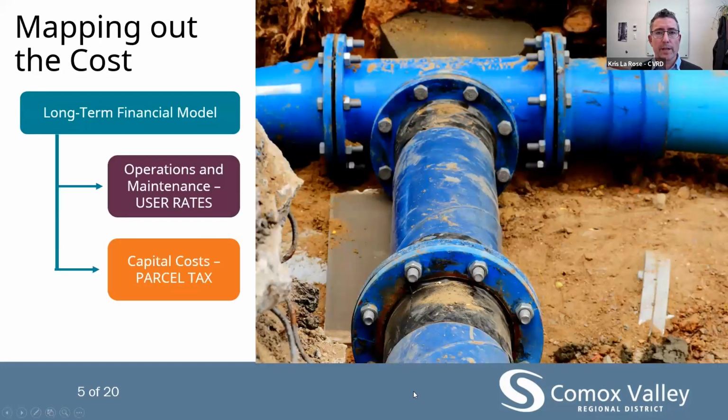With our understanding of the asset management plans, we were able to complete long-term financial models. And these include two key components: the operations and maintenance of our infrastructure, and these costs are covered by user rates. And then the second piece is the capital costs of any infrastructure replacement. And these are the larger projects that will be paid for through a mix of reserves and borrowing. Funds for this will be collected through parcel taxes. So user rates and parcel taxes.